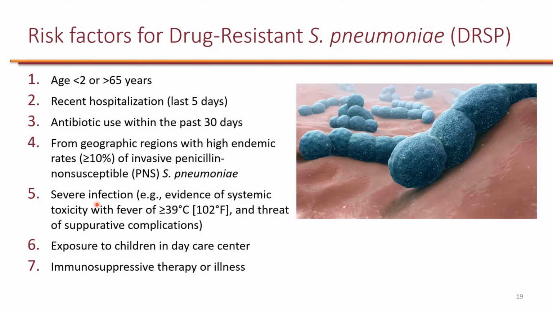People with severe infections, and the way you decide if an infection is severe, if someone has a high fever of 39 degrees centigrade or higher, or if there is a threat of suppurative complications, and exposure to children in daycare center, and of course immunosuppressed patients. So these patients will be at risk of drug-resistant strep pneumo, so we should keep that in mind when we choose treatment for acute bacterial rhinosinusitis for these patients.